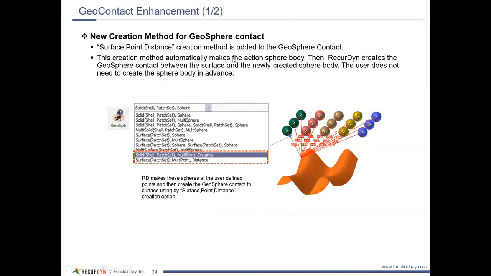Okay, geosphere contact, we have new options here for being able to create it, and you don't even need spheres anymore. You can just pick the surface of interest. You can do some kind of multi-sphere thing, but it's really multi-points, and then RecurDyn will create the spheres for you and set up all the different contacts for you. So that can be a big time saver.